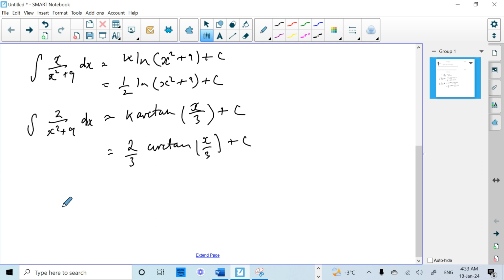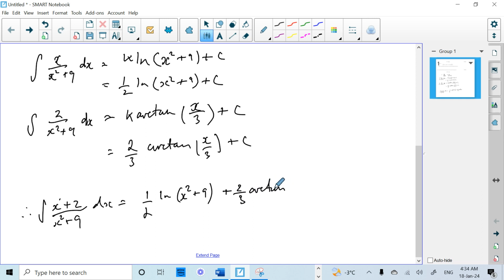And I've got my two required integrals, so therefore I can say that the integral of x plus 2 over x squared plus 9 dx is equal to, and then we're going to add the two integrals together, a half log of x squared plus 9, and plus 2/3 arctan x over 3 plus c. And that's 4 marks.